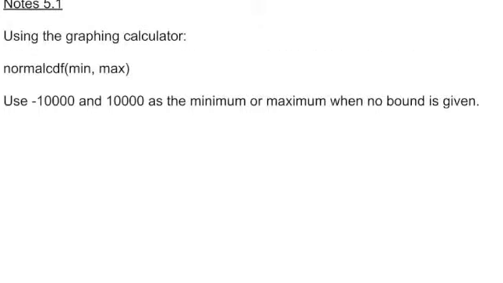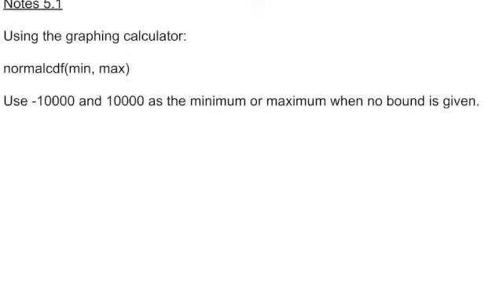Try to use the calculator. All right? The graphing calculator uses the normal CDF button, and again, you press second and distribution, and then use option number 2 for the normal CDF. All we do is put in our minimum and our maximum. Since the normal curve goes on forever in both directions, we'll approximate negative infinity with negative 10,000 and approximate positive infinity with positive 10,000.